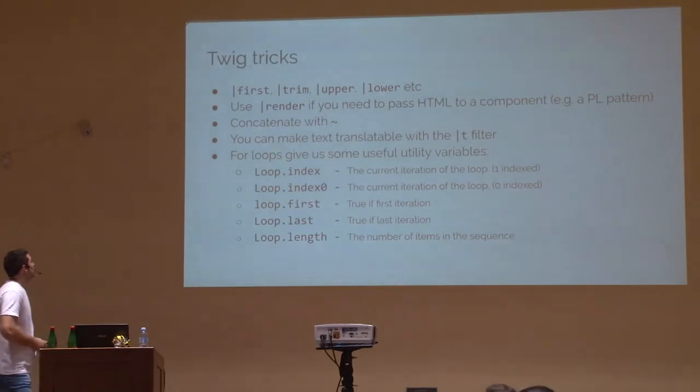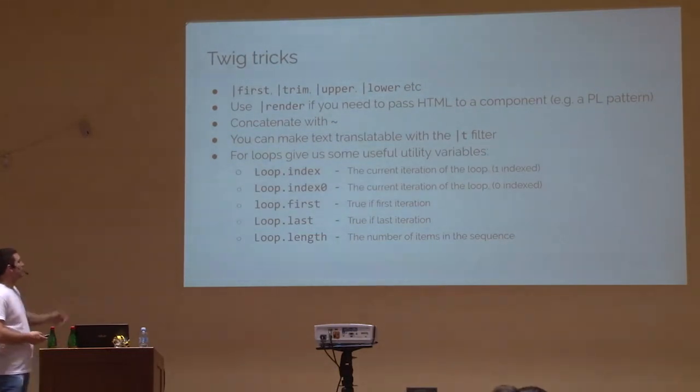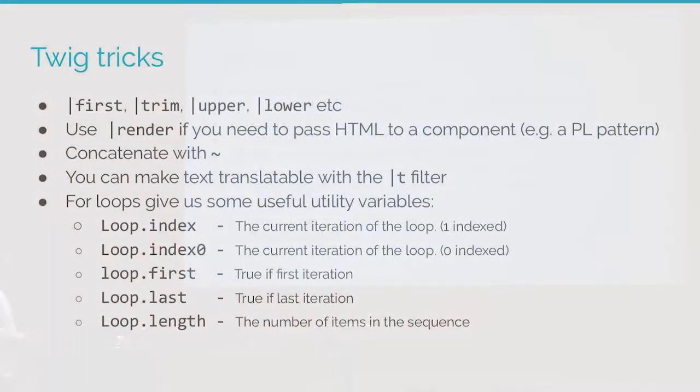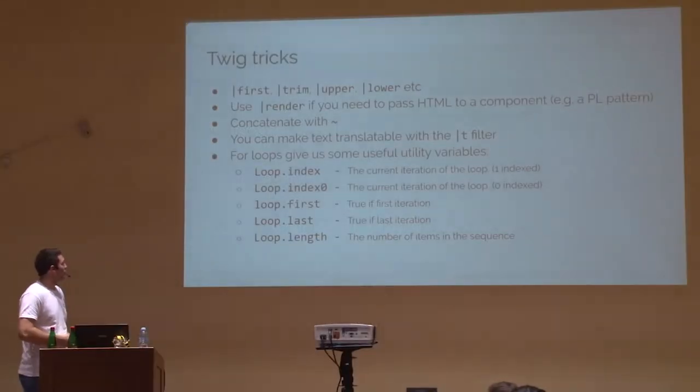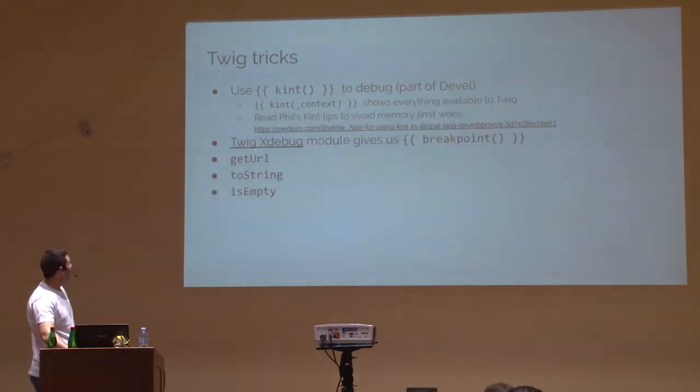There are several Twig tricks that we need to use. I will just mention a few, like first, trim, upper, lower, and of course render if you need to pass the HTML to a component, or these loop variables that are really handy in the templates.